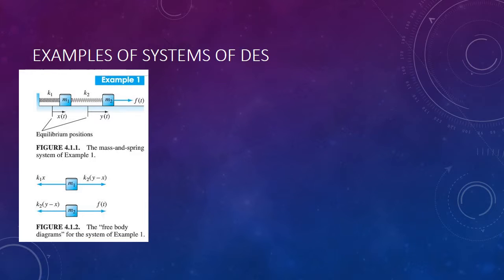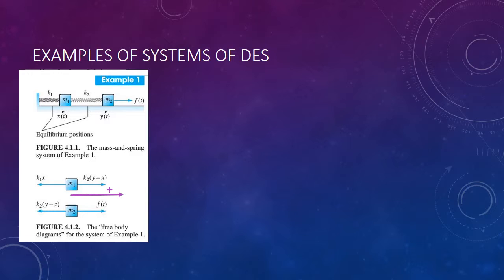Well, we can get one system of differential equations by having this coupled spring system. You've got mass 1 and mass 2. They're attached by springs, and you have this distance x. You're trying to predict where mass 1 is by using position x, and mass 2 by using position y.